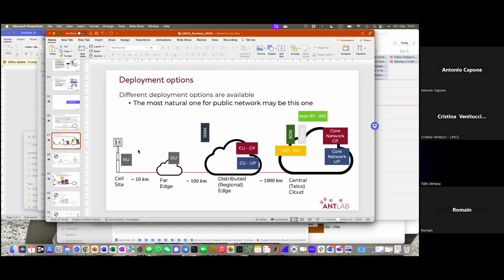It seems related to that also. I mean, are there orders of magnitude in terms of computing power or storage between this far edge, distributed, and central? Yeah, there are.